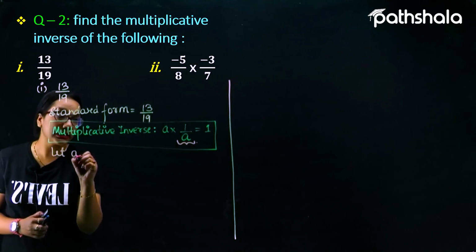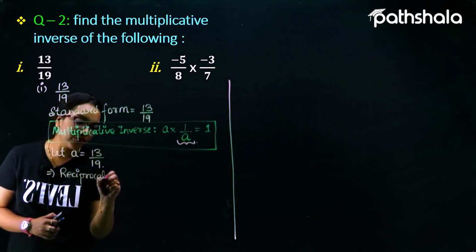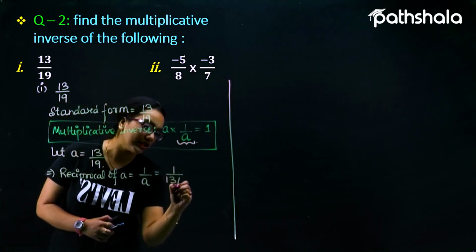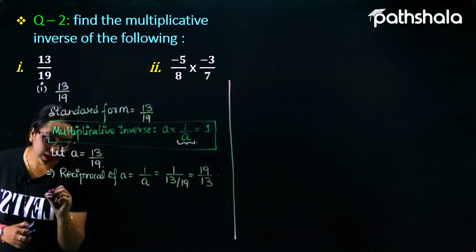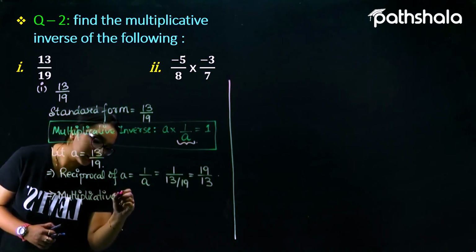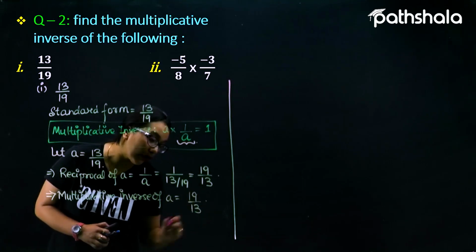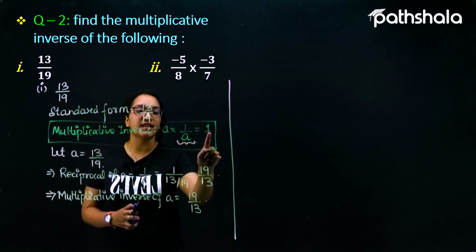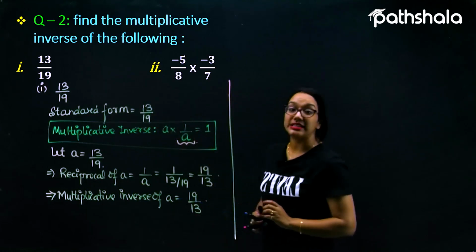So let a be 13 by 19. It implies the reciprocal of a is 1 by a. Substitute the value of a over here. The value of a is 13 by 19, so 19 will be in the numerator and 13 will be in the denominator. So the multiplicative inverse of a is 19 by 13, because when you multiply 13 by 19 with 19 by 13, they get cancelled out with each other and you get the answer 1. So this is all about the multiplicative inverse. The multiplicative inverse of the first number 13 by 19 is 19 by 13.